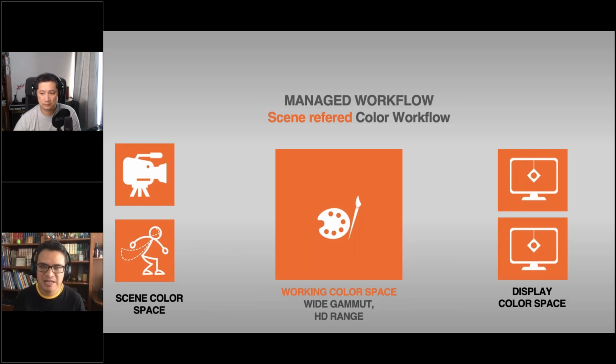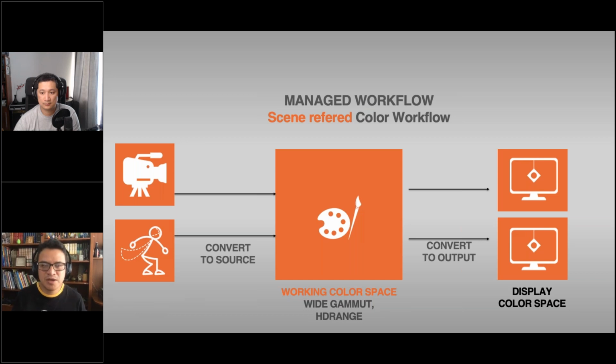input color space, working color space, and output color space. So what we do in ACES is we convert everyone to a working color space. And then from that working color space, it goes to a display color space. And this is something that you always have to think about when you are working in a color management framework. You need the 3 parts. And the most important part is this working color space.